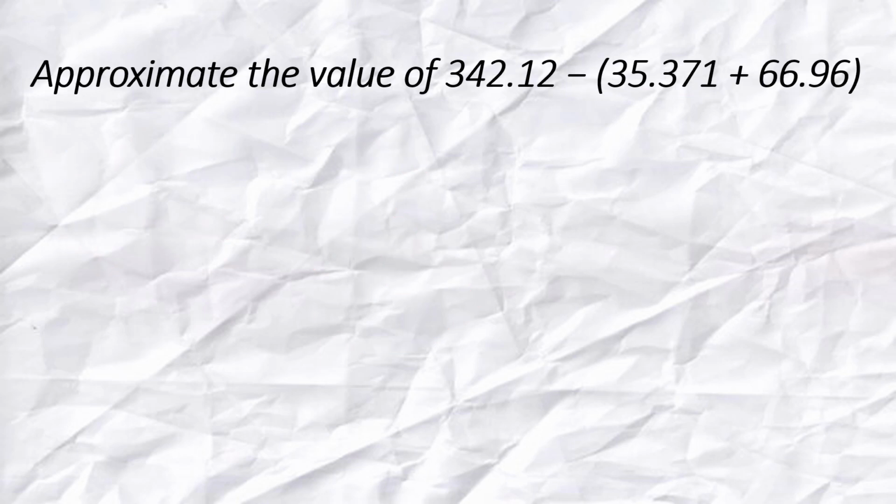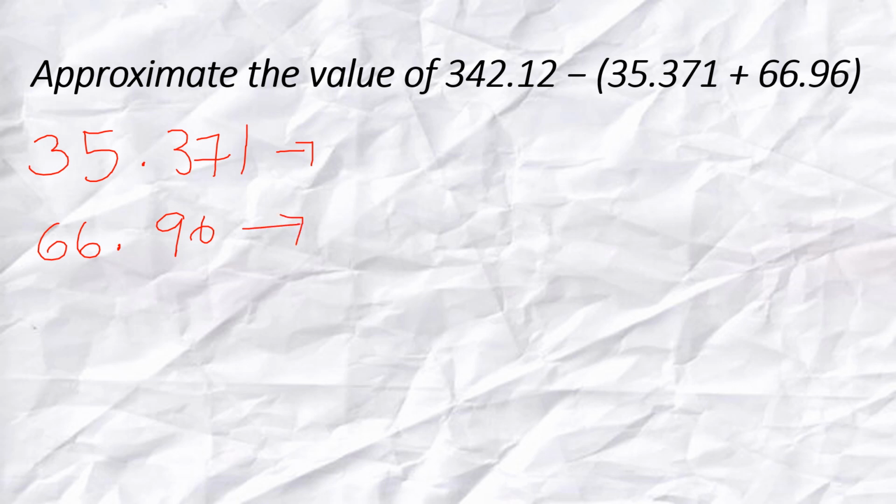Next, approximate the value of 342.12 minus the sum of 35.371 and 66.96. So we need to follow here the GEMDAS. We need to solve first the one that's inside the parenthesis. After that, we need to subtract. So let us get the rounded off of the numbers 35.371 and 66.96.